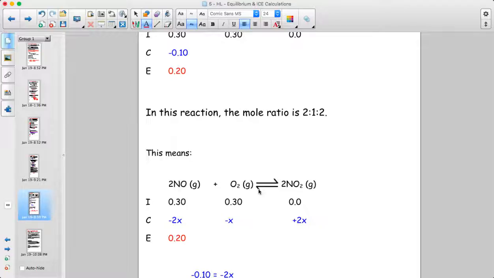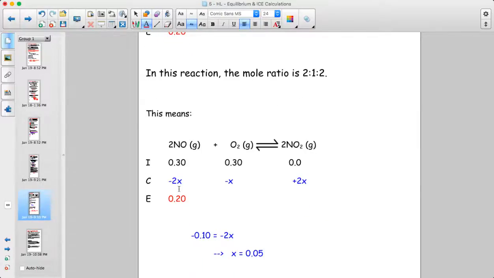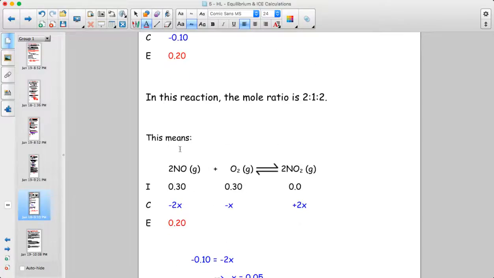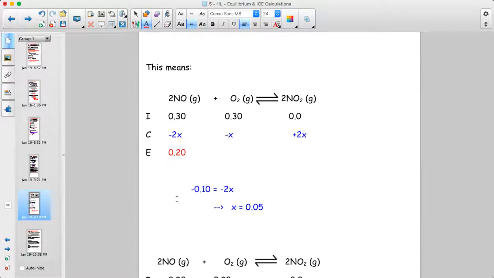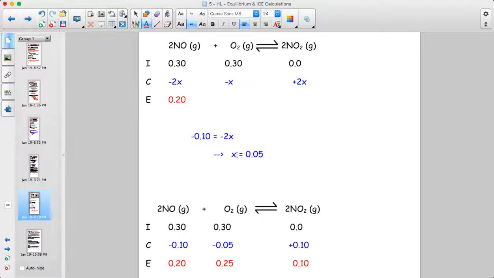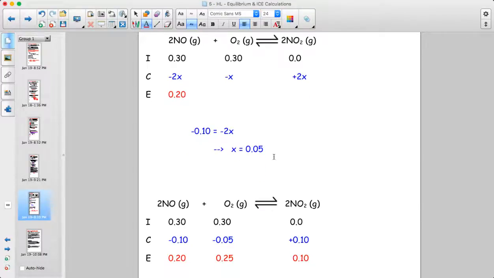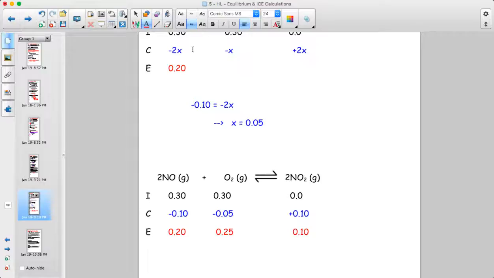If you don't believe me, I'll show you in class with some models just so that we see that this is the case. But they have to follow these mole ratios in terms of how quickly they are used up or produced. So we know that NO went down by 0.1. Therefore, negative 0.1 must be the same as negative 2x. I already had the simple number, and now I'm setting it equal to the change based on the coefficient. Therefore, x equals 0.05. So now if I plug 0.05 in for x across the board, I get minus 0.1, I get minus 0.05, and I get plus 0.1.